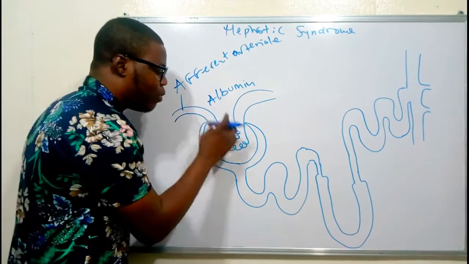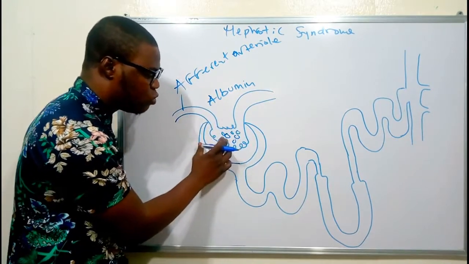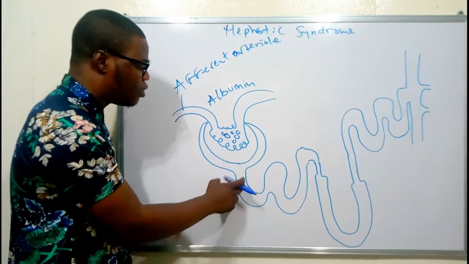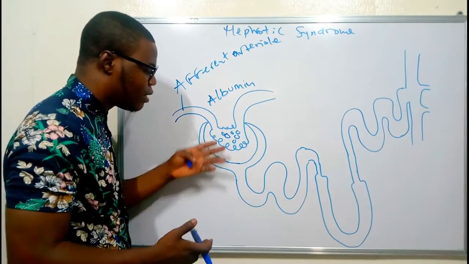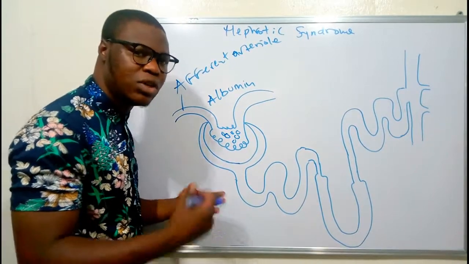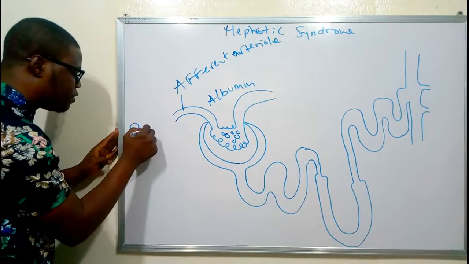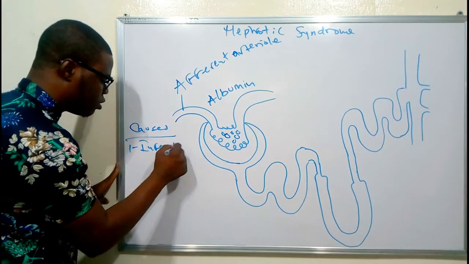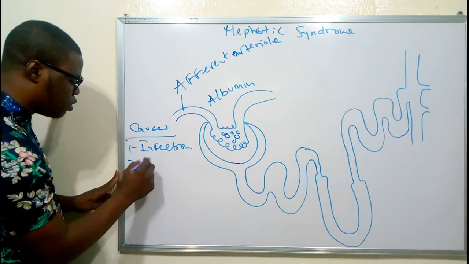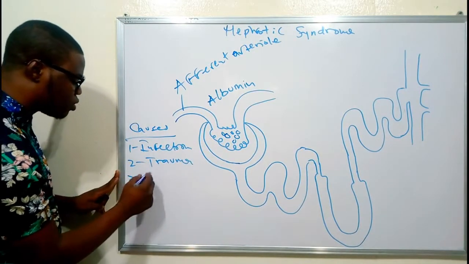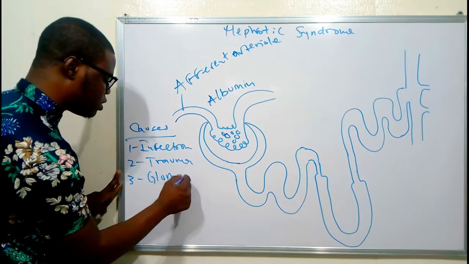Now, when there is any kind of damage to this glomerulus, this albumin is going to escape. And what are those things that can lead to damage to this glomerulus? Those are the causes of nephrotic syndrome. So what are the causes of nephrotic syndrome? We have infection. Two, trauma or some kind of damage or injury. Apart from that, glomerulonephritis can cause nephrotic syndrome.